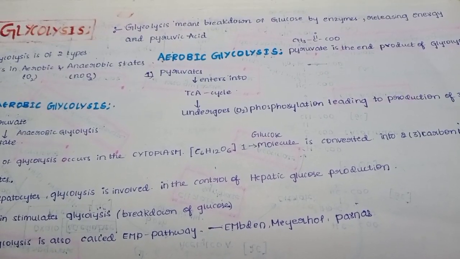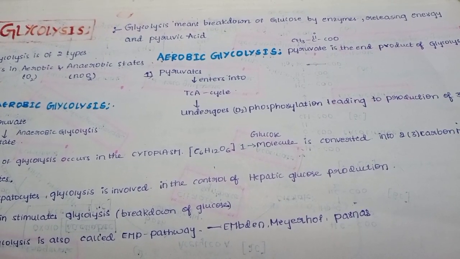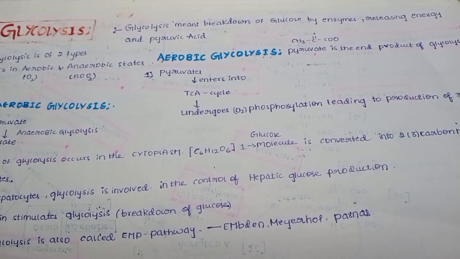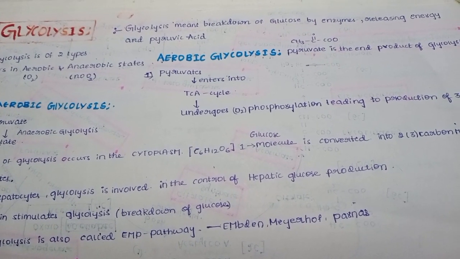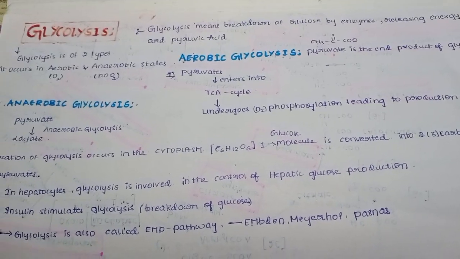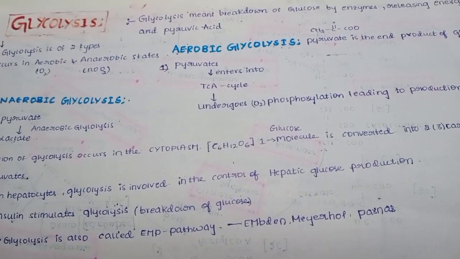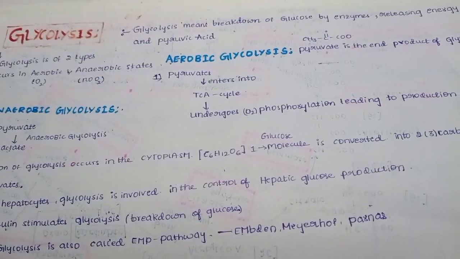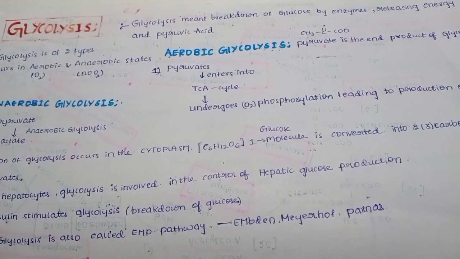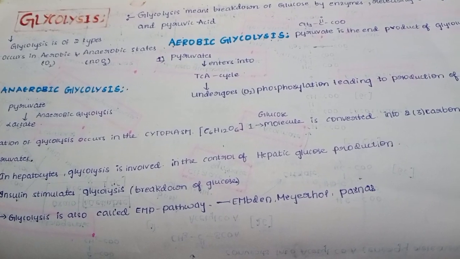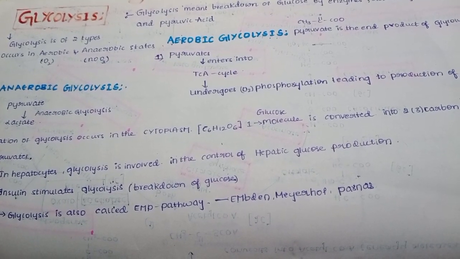I have already told you that every breakdown of a molecule needs some enzymes. So glucose is broken down by enzymes, and when it breaks down, it produces energy as well as pyruvic acid. When we take food, we get energy in the form of pyruvic acid. Before getting the pyruvic acid, this is the process which takes place in our body. Glycolysis generally occurs in the cytoplasm.